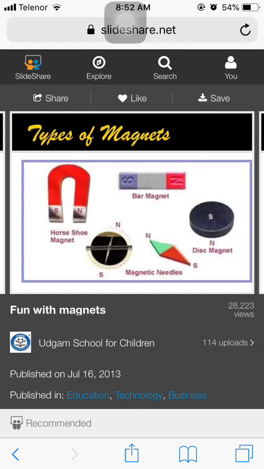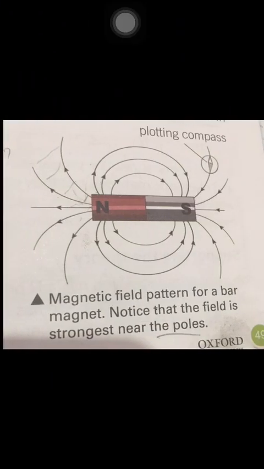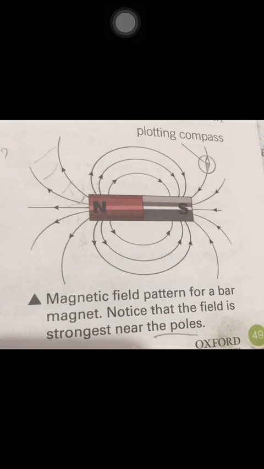In a magnetic field, the north pole is pulled one way and the south pole is pulled the other way. So the needle always comes to rest in line with the magnetic field. I have told you the reason in the previous video as well: a suspended bar magnet comes to rest just because of the earth's magnetic field. Now here you can see a diagram from your book, the magnetic field pattern for a bar magnet. You have to notice that the field is strongest near the pole.